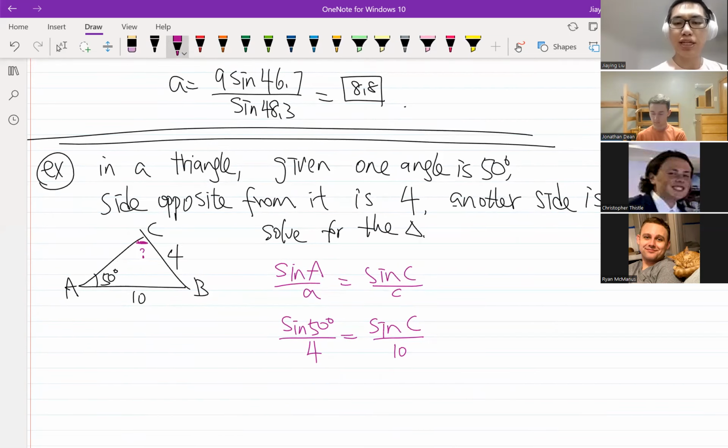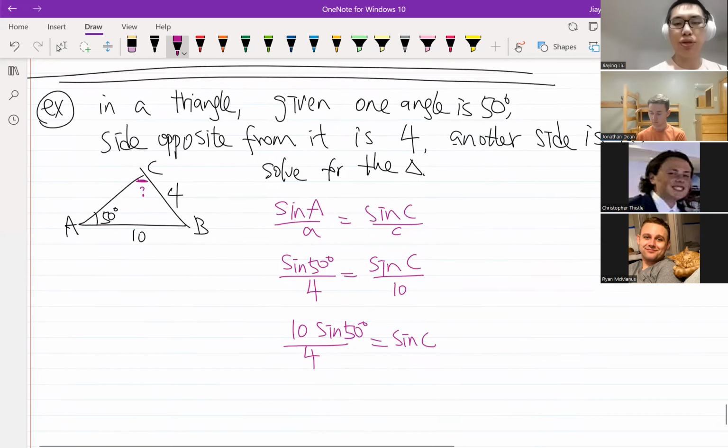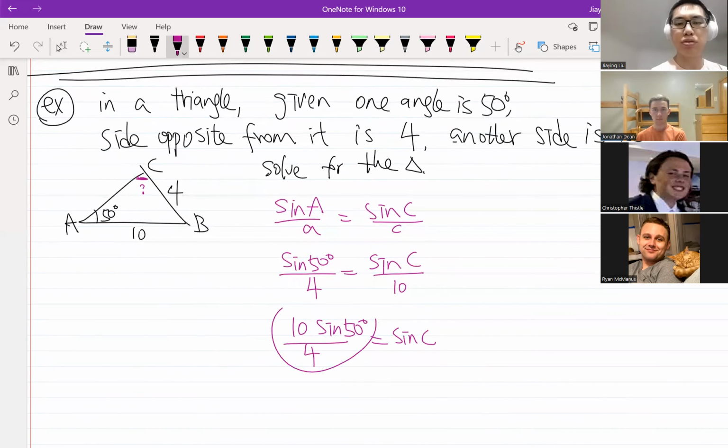So I'm going to multiply by 10 on both sides. I get 10 sine 50 degrees over 4 is equal to sine C. If we put this into the calculator, to figure out what that is, we get this value equals sine C. So sine C is equal to 1.915.